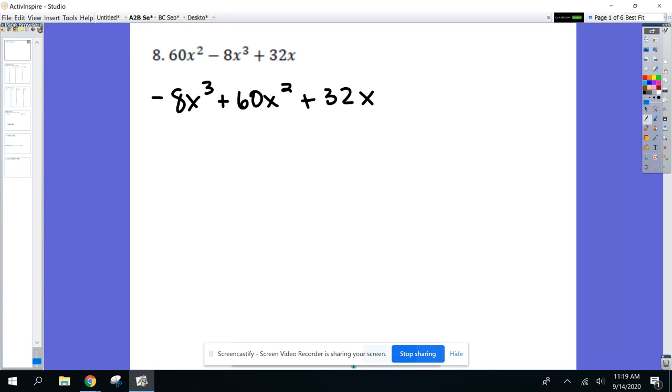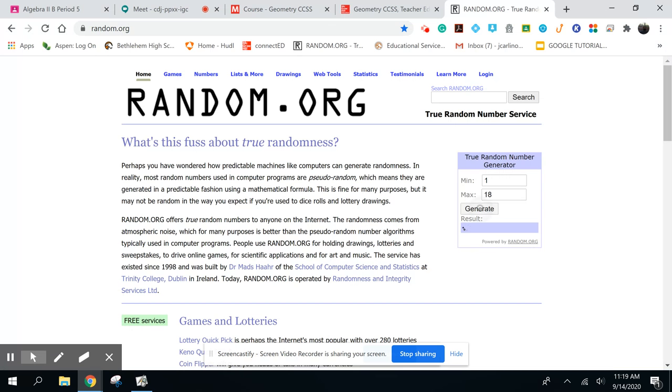Now I know the method we did on Friday was called grouping, but you can't start grouping yet because, again, I'm going to keep harping on this. You've got to look for a GCF first. So if you have calculators on you and you need to use them, use them. I'm looking for the biggest number that goes into 8, 60, and 32. Okay? So let's find it here together.